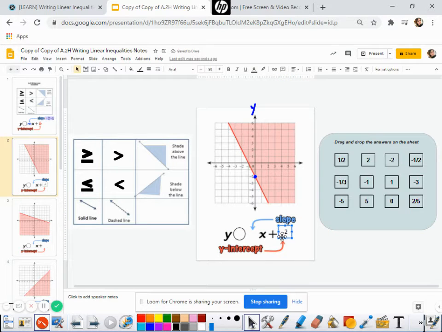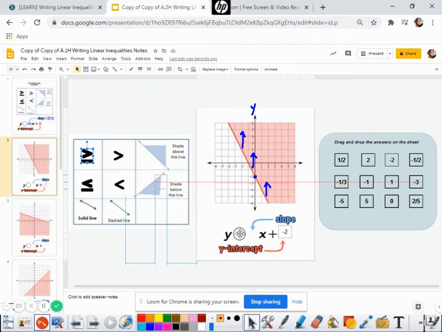Okay? Another thing that's really easy for me is just to look at, this is a solid line and it's shaded above. How can you tell that it's shaded above? You just draw little arrows. Is it shaded up or is it shaded down? Right? So it's shaded above. So if I look at my notes, shaded above, solid line, it's this one. So I'm going to take this inequality, greater than or equal to, and I'm going to put it right there.